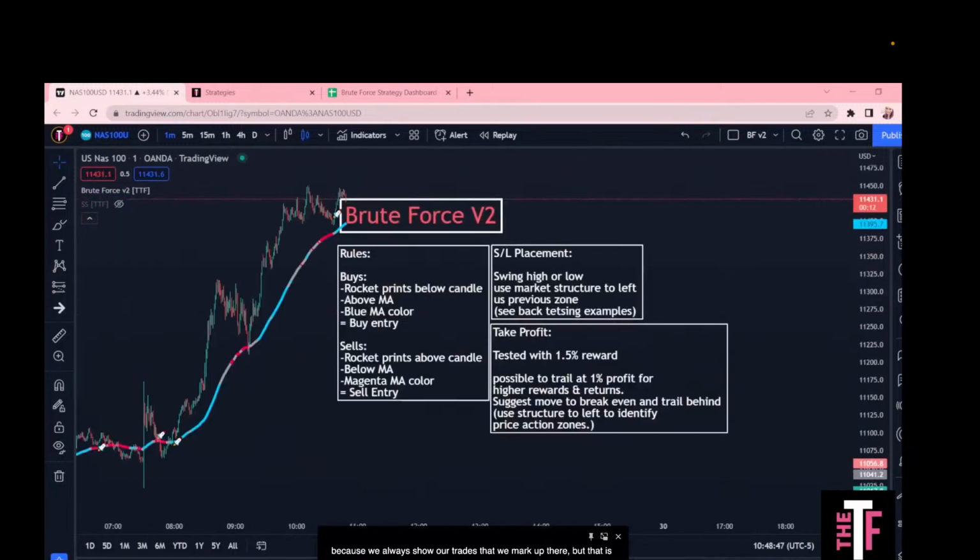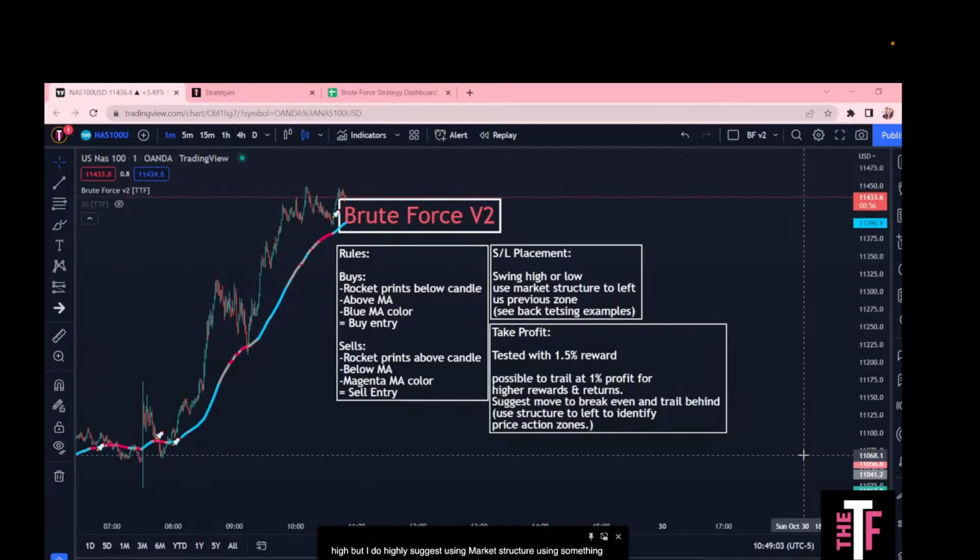So as you guys can see, this is a pretty simple strategy, even just trading it with this indicator. And the stop loss placement, like I stated, you could either use swing low or high, but I do highly suggest using market structure, using something to the left that was already previously printed, some sort of zone there. And then I will show you some of the backtesting that you can see. I do recommend going through all of that and looking at the examples so you get a feel for how we place our stop losses.